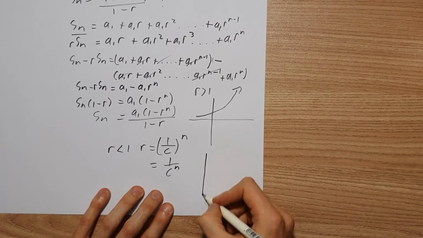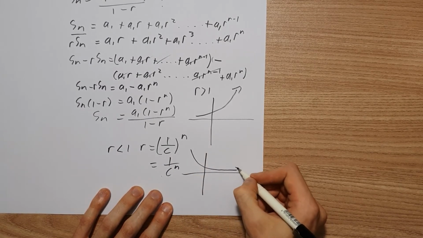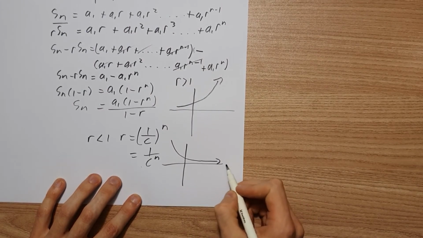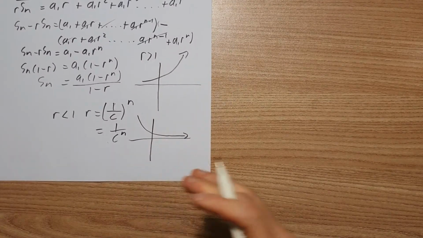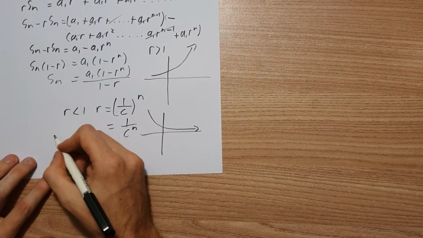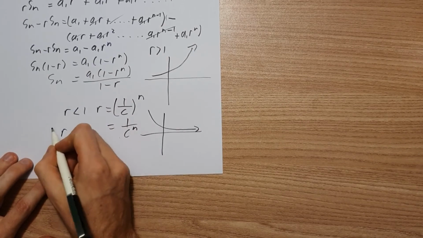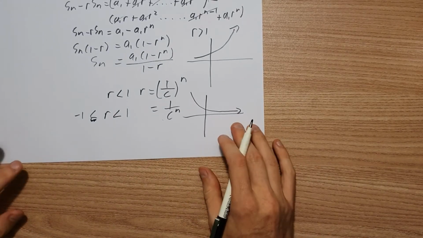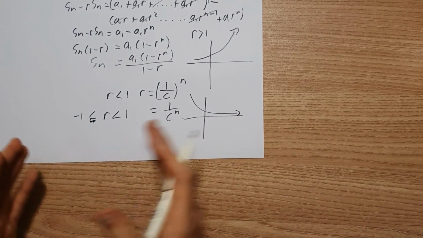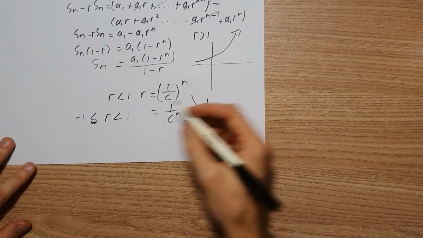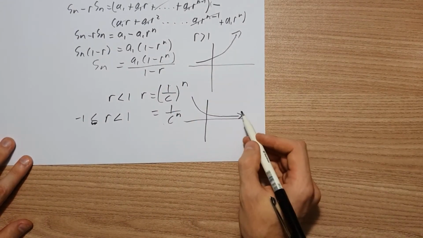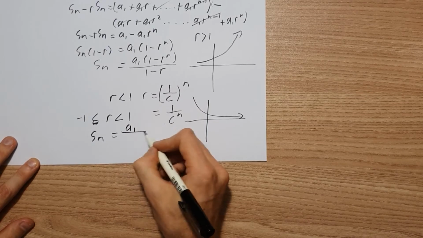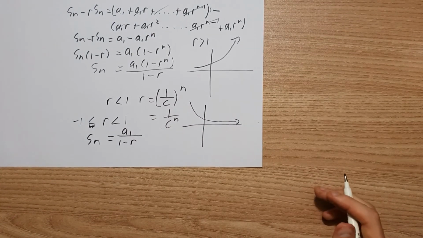So let's have a look at that graph. This graph is now going to look something like this, which means as we go towards infinity, this number is going to get really, really close to 0. So we can approximate that it's going to be 0. So for r greater than -1 and less than 1, this is one of your conditions for convergence. The series will converge. So then this here goes to 0 because this function goes to 0. So I'm left with Sn equals a1 all over 1 minus r. And that's how they come up with that formula.